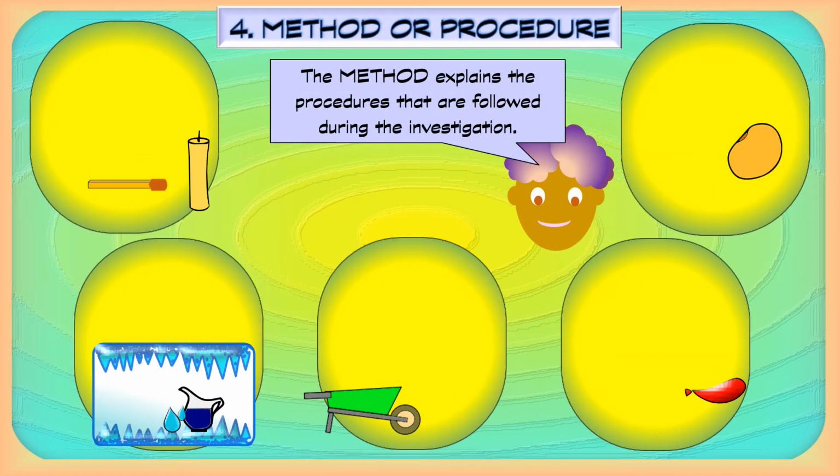The method explains the procedures that are followed during the investigation. The scientist needs to record the procedure of the investigation. The scientist needs to be very clear about the procedures so that other scientists can understand how the investigation was completed.